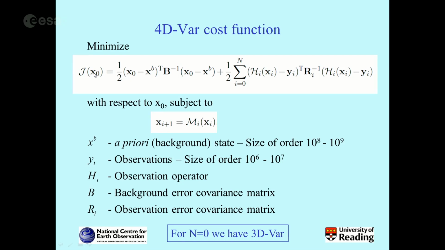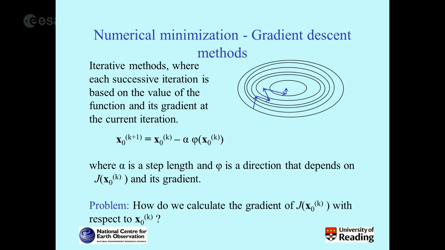So the question is then, how are we going to minimize this? And this is the problem, because usually in weather or ocean forecasting models, this x is of size order 10 to the 8 to 10 to the 9. So we can't just write down the derivative analytically and say this is the solution. We need to find ways of efficiently solving this problem. And even a lot of the numerical optimization methods that are out there in practice don't treat problems of this size. And we have a huge number of observations.